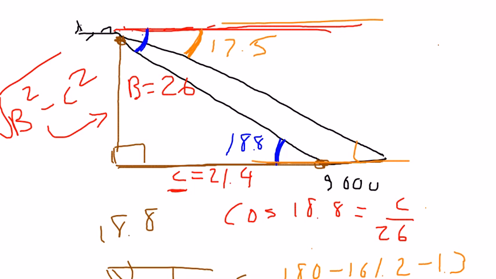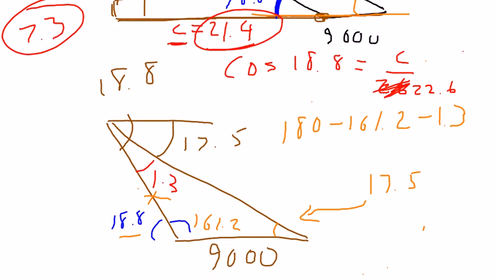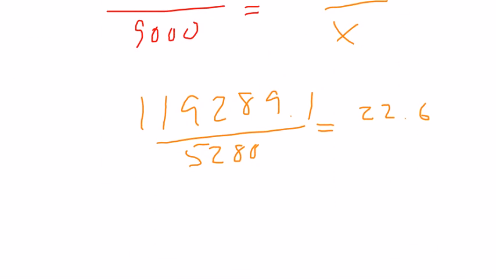And if I do that, I get a value of 7.3 miles. 26. That's not 26, it's 22.6. Hope you guys weren't using that value. I've been writing it down, but it's 22.6. This should be 22.6. Alright, that's what I had down here.